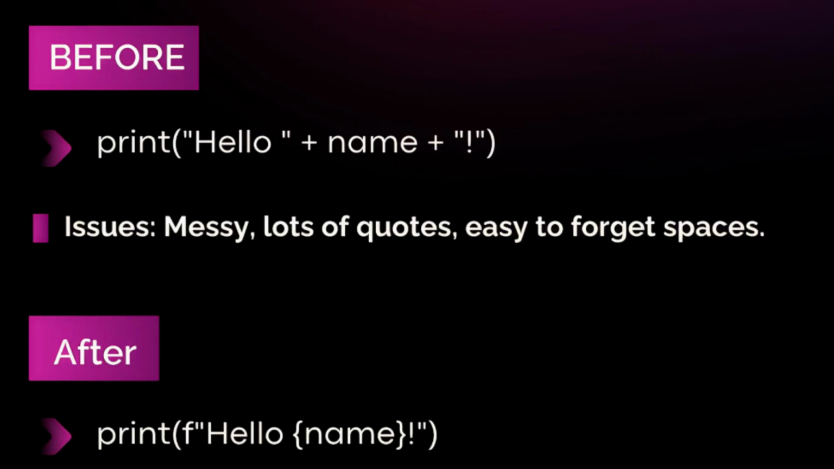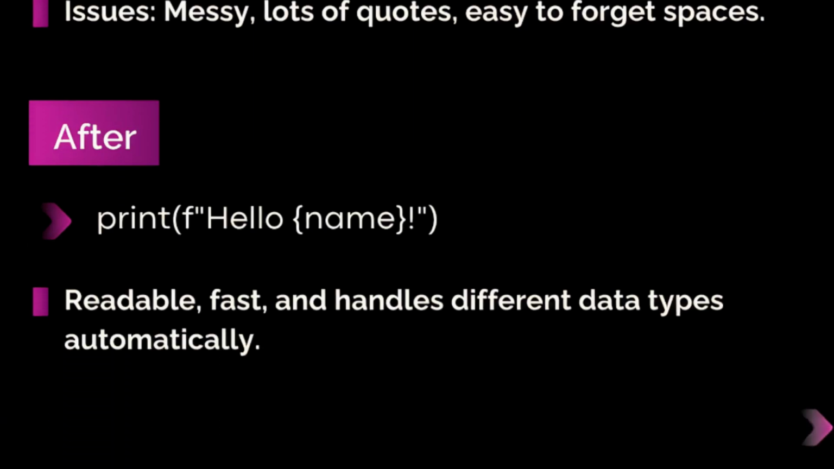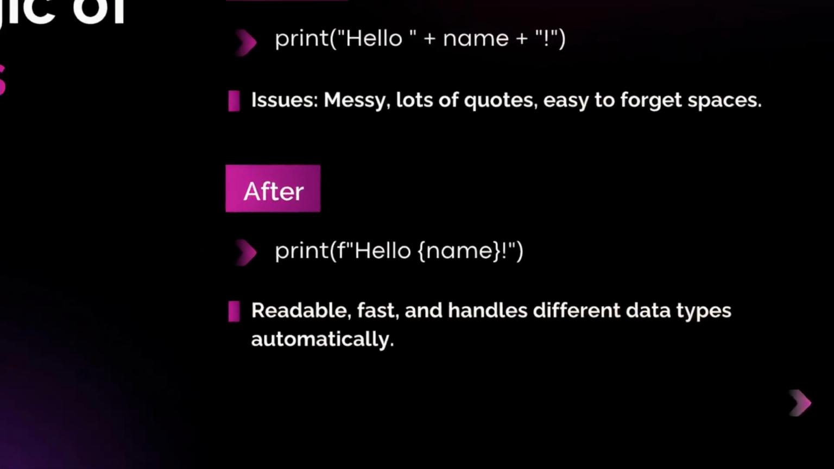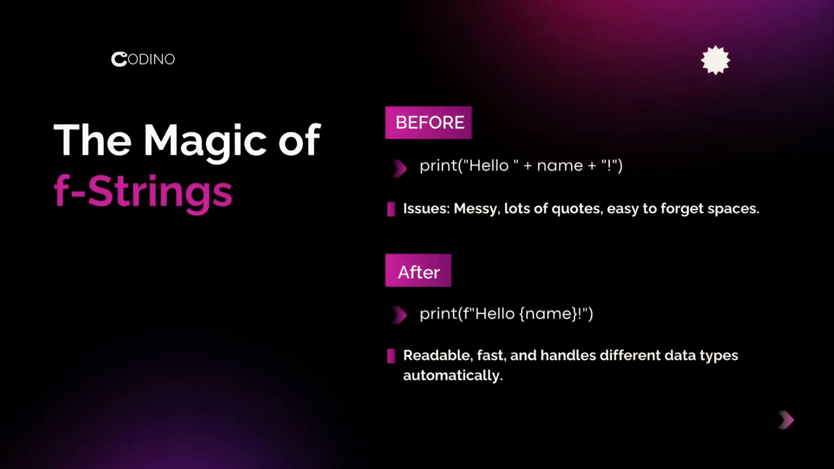But then Python introduced f-strings, and f-strings are, well, they're basically magic. The way it works is you put an f right before the opening quote, and then you can drop variables directly into the string using curly braces. So much cleaner, right? The f tells Python, hey, this is a formatted string. Look for curly braces and replace them with the actual variable values.